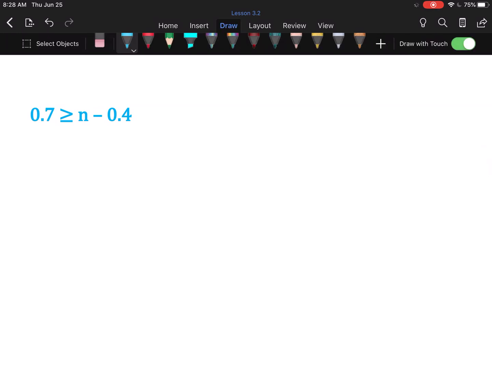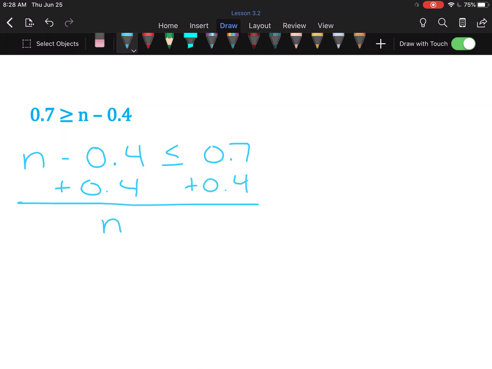One of the things, though, that might freak some people out here is that this has the variable on the right side. So you can absolutely just take what's on the right side, put it on the left, flip the inequality symbol, and take what was on the left and put it on the right. Okay? The key thing is the inequality pointed at the end, it should still point at the end if we flip it around. Now, this is a subtraction, so we are going to add 0.4 to both sides. That'll get us n is less than or equal to 1.1.